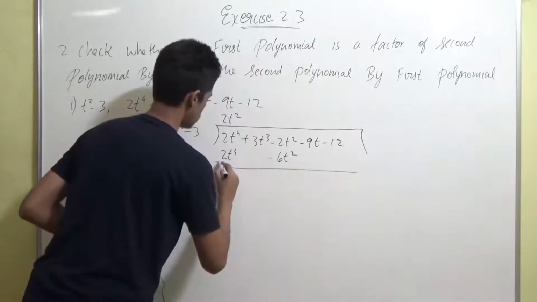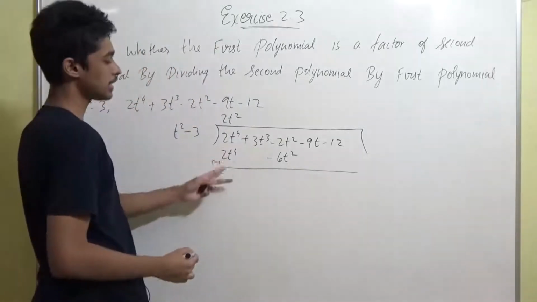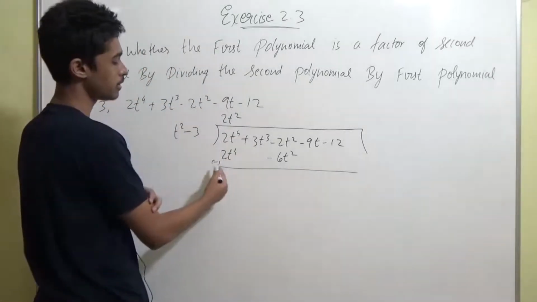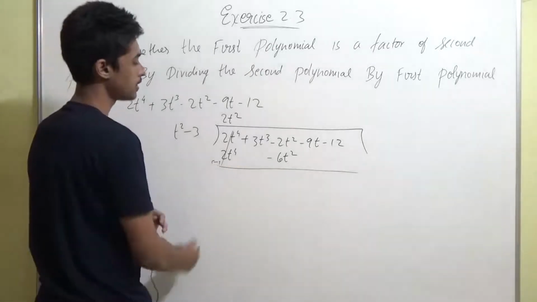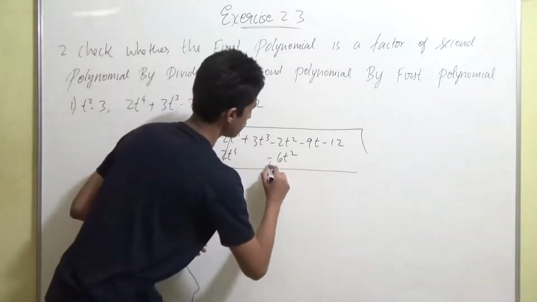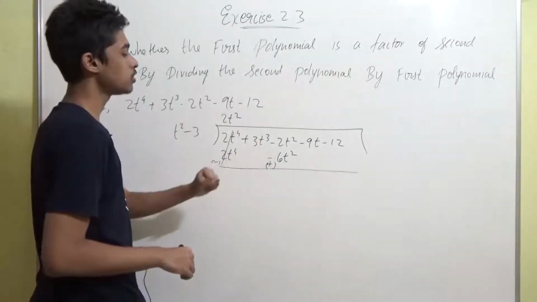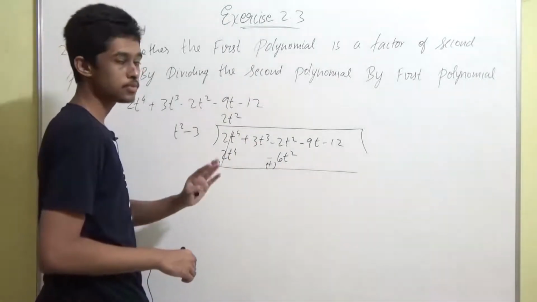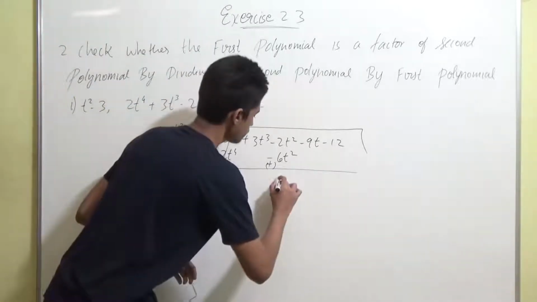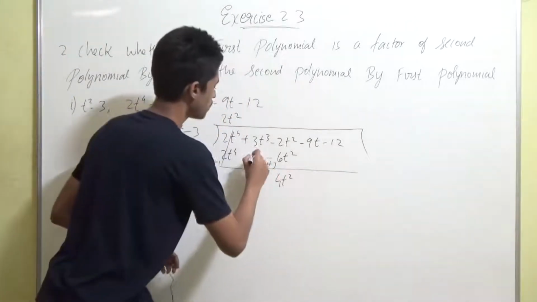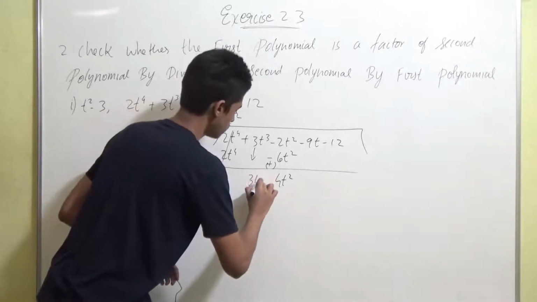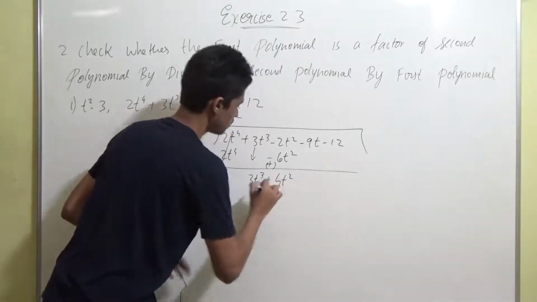And here it gets cancelled, right? 2t to the power 4 minus 2t to the power 4 gets cancelled. And here this is going to become plus, and minus t to the power 2 plus 6t to the power 2 is going to give us plus 4t to the power 2. And here we are going to just pull it down, right? The sign is plus, and these two terms you are going to just pull down.